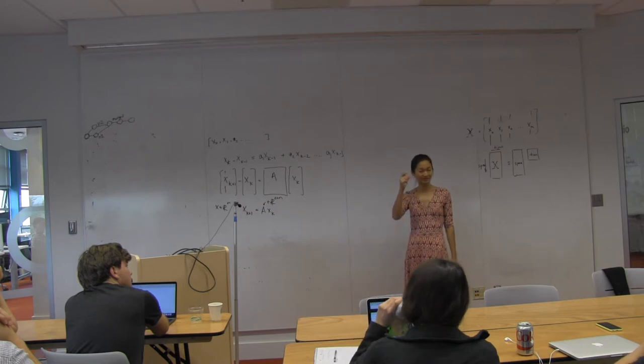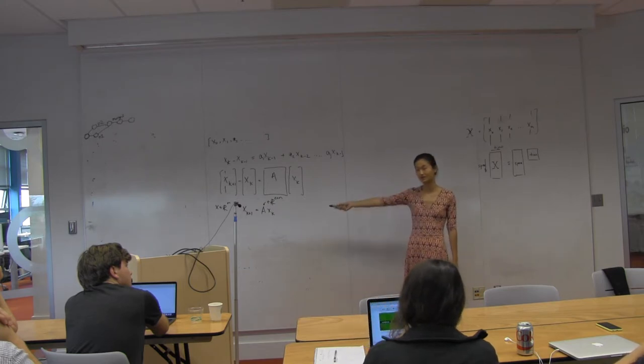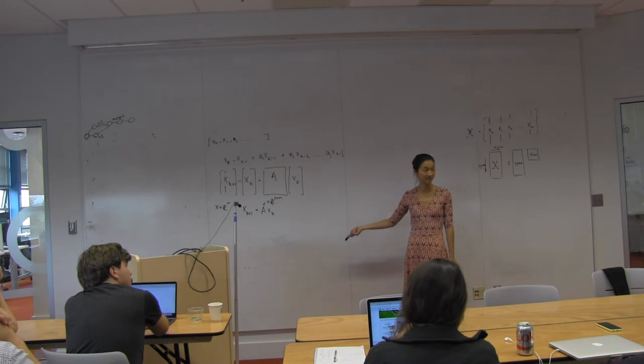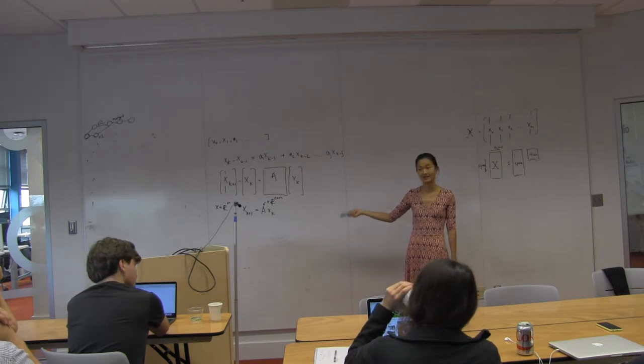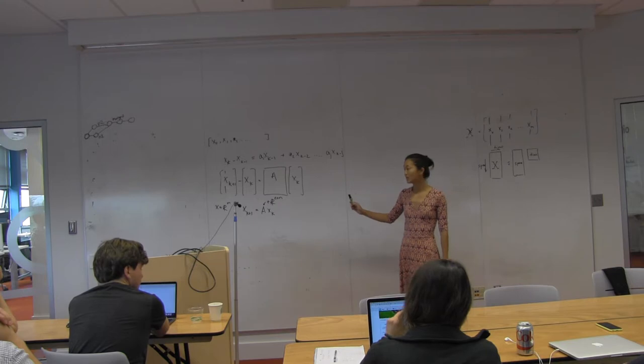Because sometimes it's a little hard to see by eye whether or not a matrix A is going to blow up in finite time or not. So you do that, you take its eigendecomposition. So we're going to use that trick here.